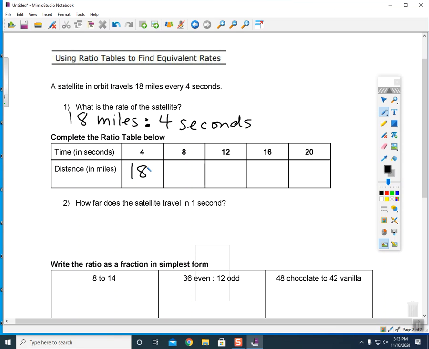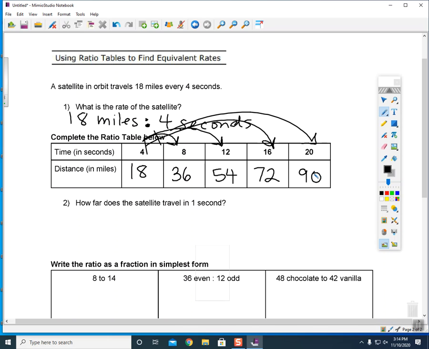After I've gone 8 seconds, if I'm going consistently, how do I get from 4 to 8? Well, I multiply by 2, right? So then 18 times 2 is 36. Now I'm going to look at how do I get from 4 to 12. Well, I multiply by 3, right? 18 times 3 is 54. Okay, so on and so forth. So I'm just looking for the constant change, and I'm plugging it in. So 4 times 4 is 16. It's going to give me 72. 4 times 5 is 20. That's going to give me an output of 90.